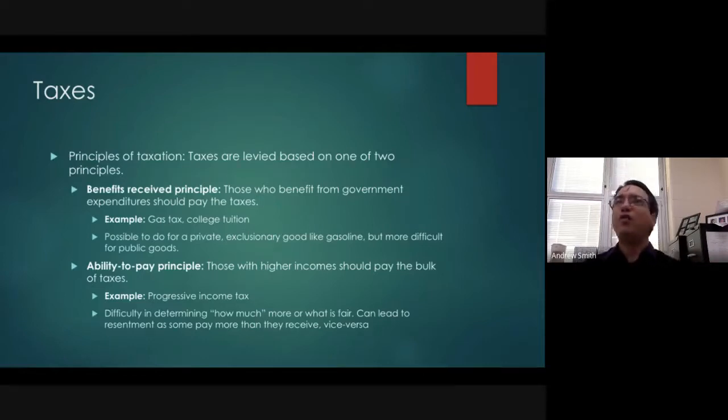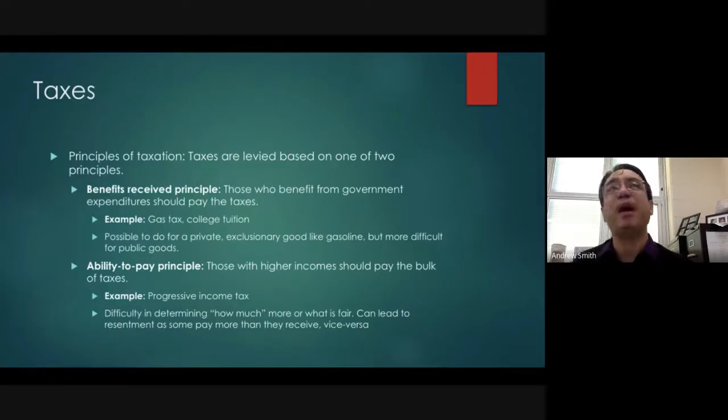So all taxes are levied based on one of two principles. And this is a really important translation. This is one of those things that is going to be on the test, okay? One of them is the benefits received principle. Basically, the idea behind the benefits received principle is that those who are using the service should be the ones paying for it, okay?